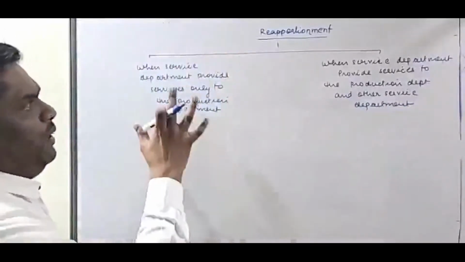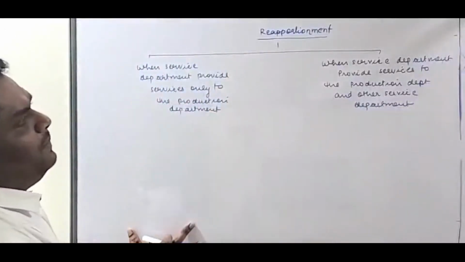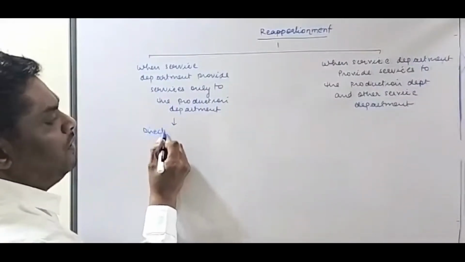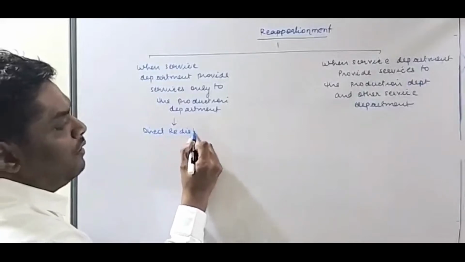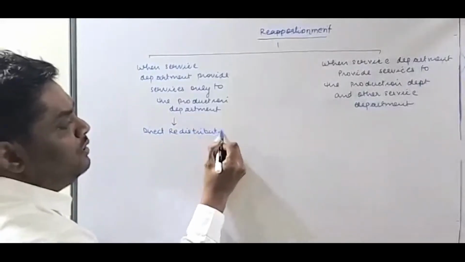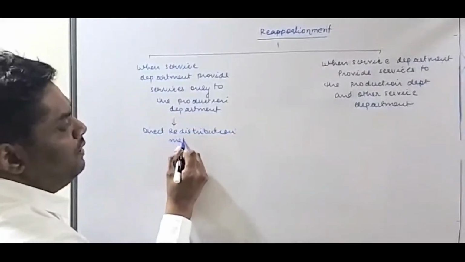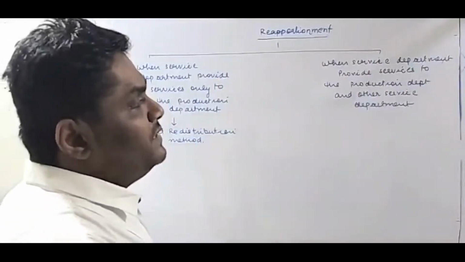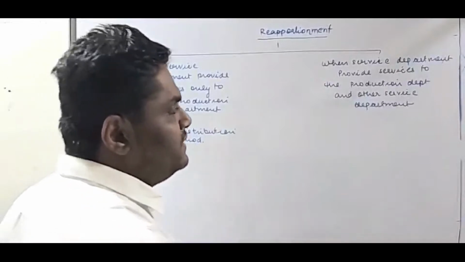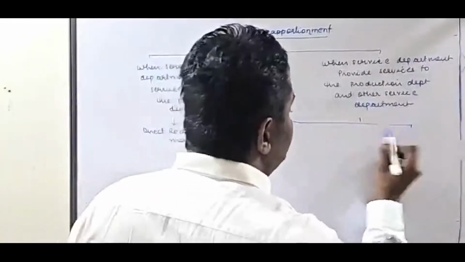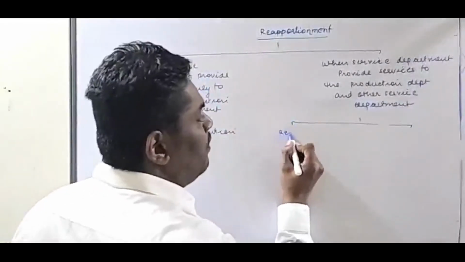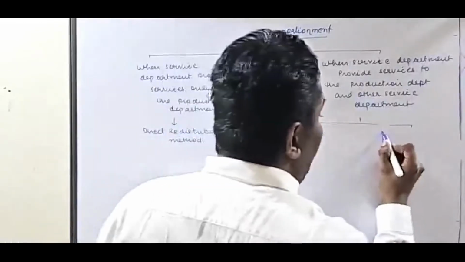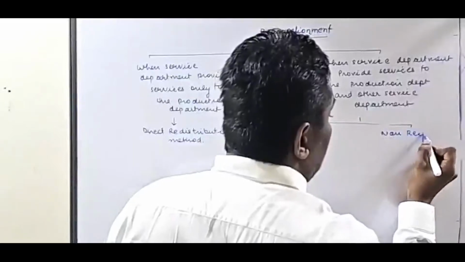So herein, when the service department provides services only to the production department, we use the direct redistribution method. And when the service department provides services to the production department as well as other service departments too, again in these two situations are possible: reciprocal and non-reciprocal.